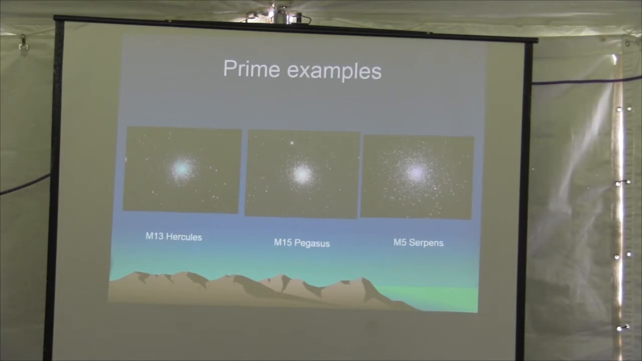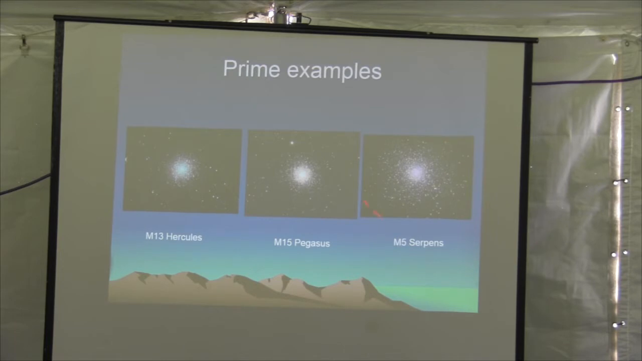We have M15, which is in Pegasus, which is another one of those great ones that has about 300,000 stars in it. It's a beautiful, wonderful object. M5 in Serpens, which is a summer object, is another great one.